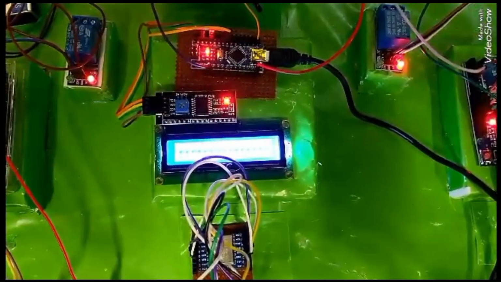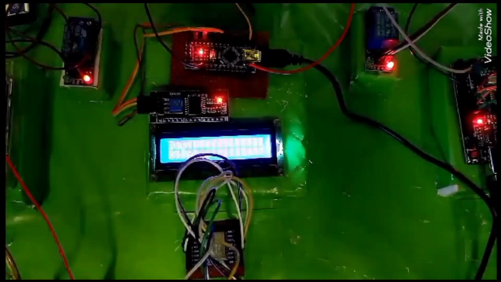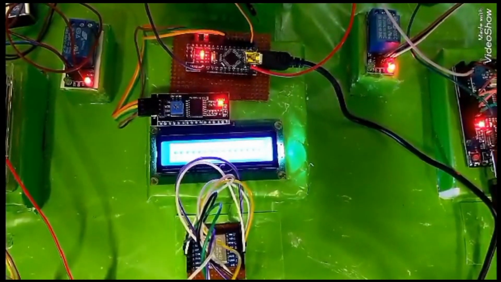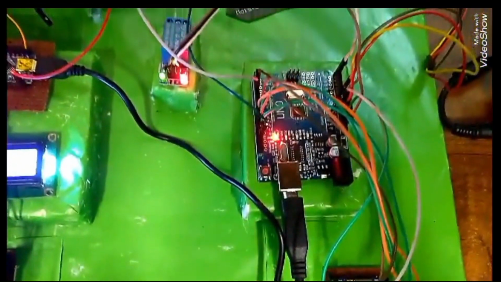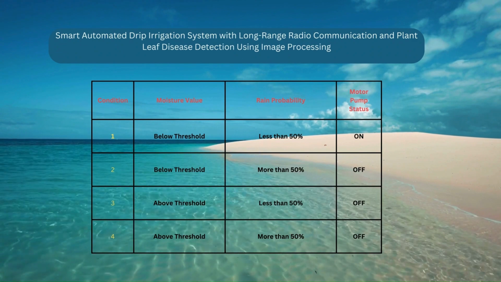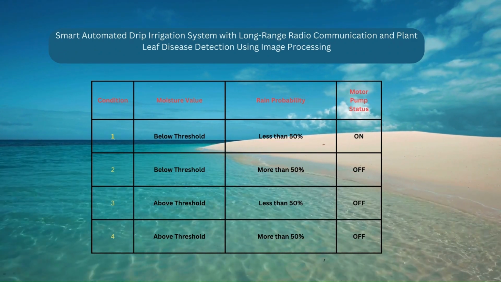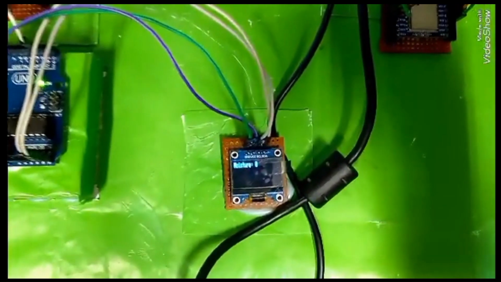The microcontroller of node 1 makes a decision based on the current moisture value and the probability of rain. For example, if the probability of rain is less than 50% and the moisture level is below the threshold, the water pump will turn on. There are other cases as well.